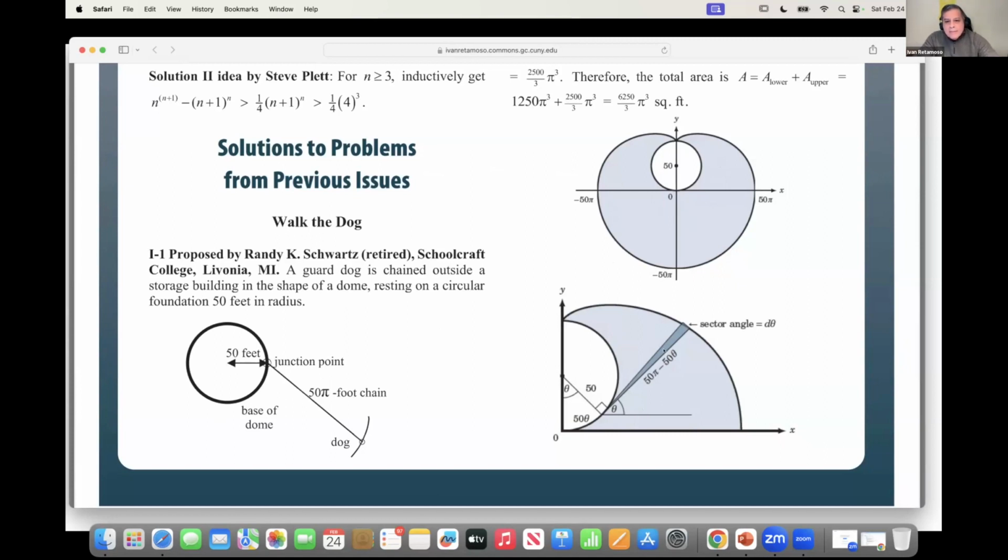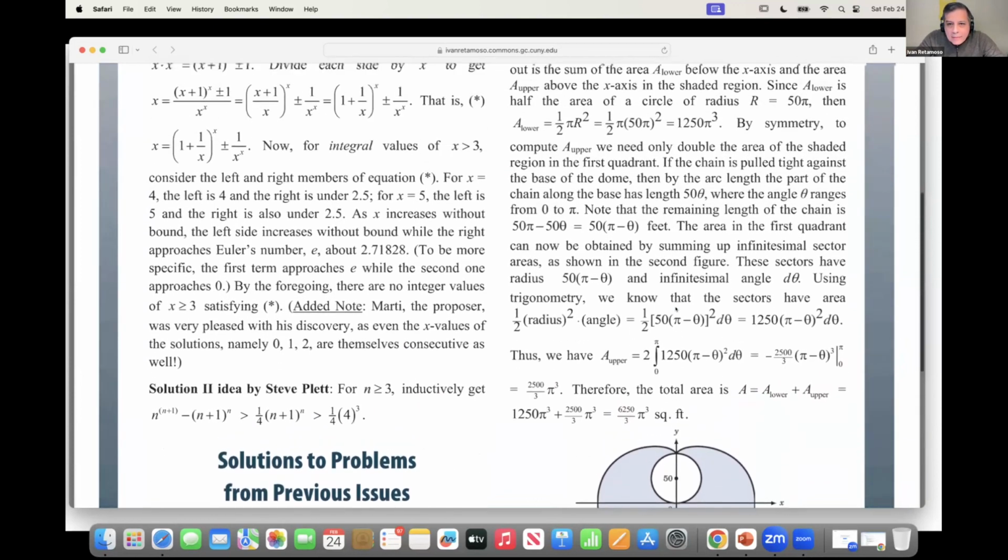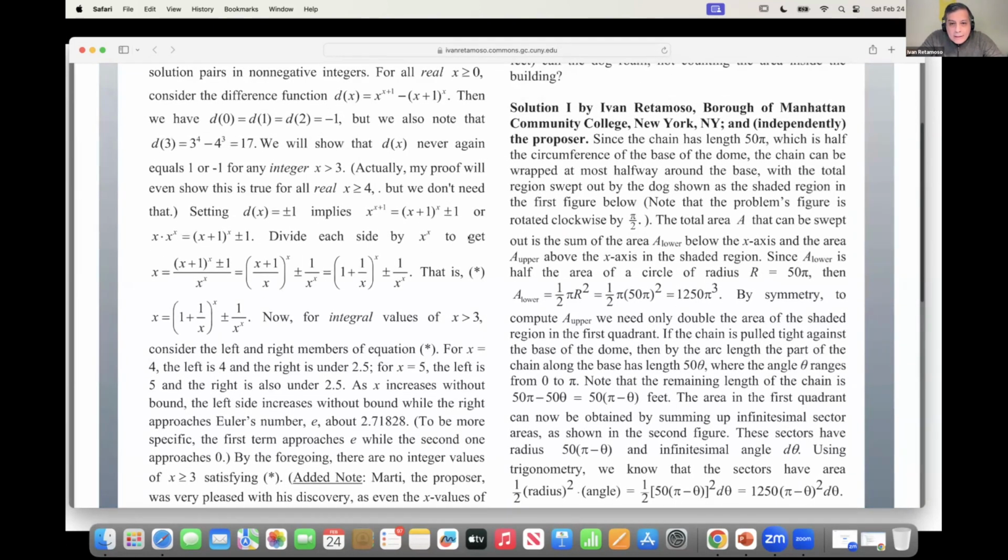Here, the sector, the differential sector with variable radius and of course variable angle. The details are there, the link is there for you to check it. But what is important here is to show that if this is what happens with the solution to the problem that you submit, then your solution will appear in the magazine as solution one, your name, and also the institution you work for. In this case, for me, Borough of Manhattan Community College. And then some information about some other possible solution. Right here, it says that independently it was solved by the proposer. Okay, then that's the best scenario, right?